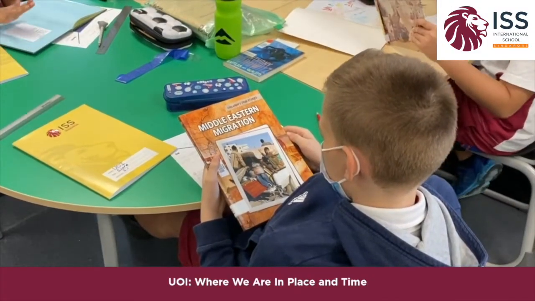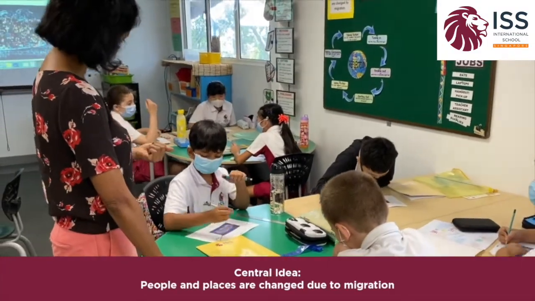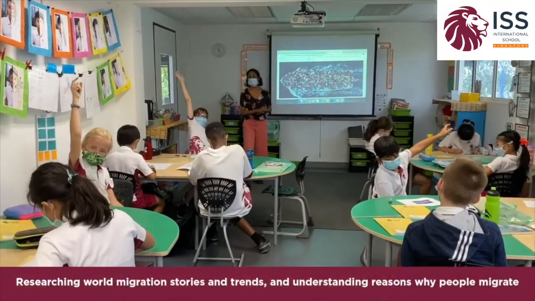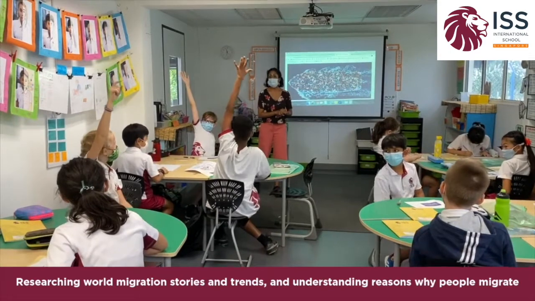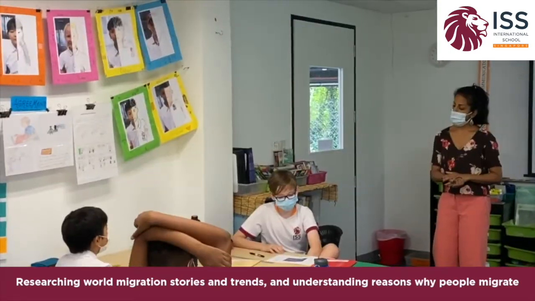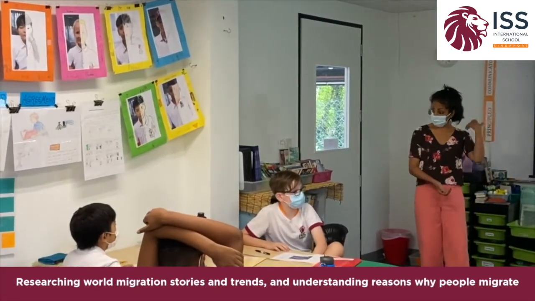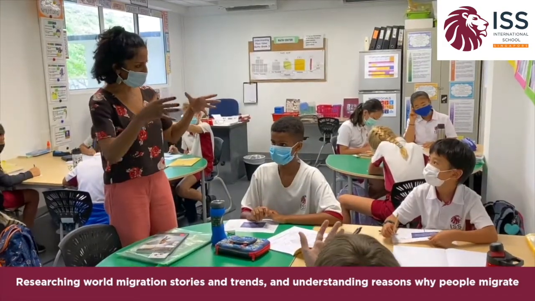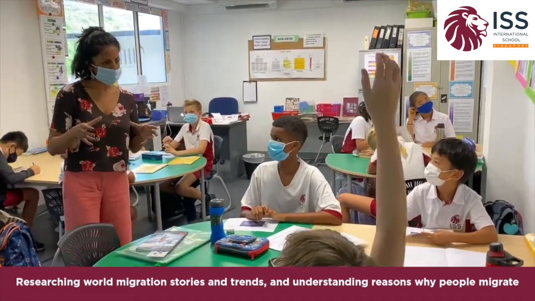Hi, my name is Anjana Dayal. I'm a grade 5 teacher at ISS International School and also the Global Citizenship Coordinator for Primary. Our current unit of inquiry is about migration, and our central idea is people and places are changed by migration. During this unit, we will be exploring the reasons people migrate, and students will be mapping and presenting their very own migration stories and focusing on the key concepts of causation and change throughout the process.